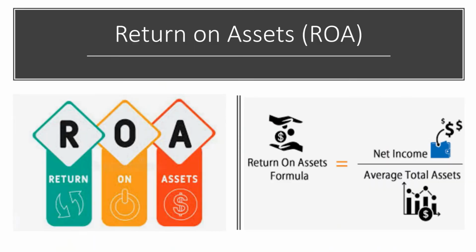The next one is return on assets. It is the ratio of total net income to the average total assets. It will tell us how much return a company is generating on its assets. We will understand with an example.